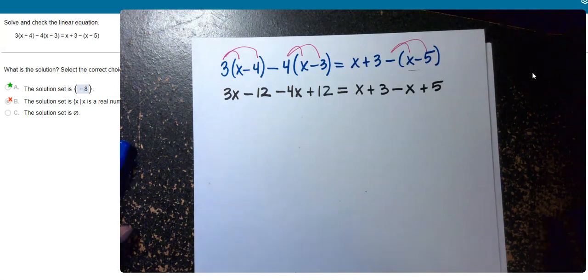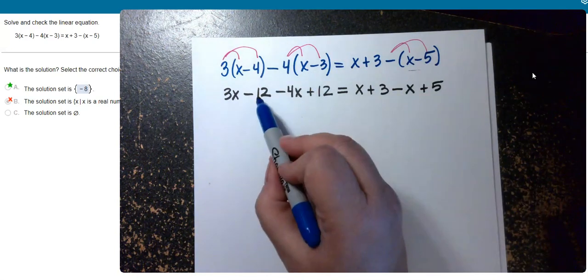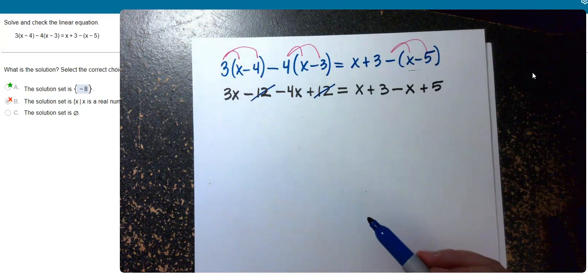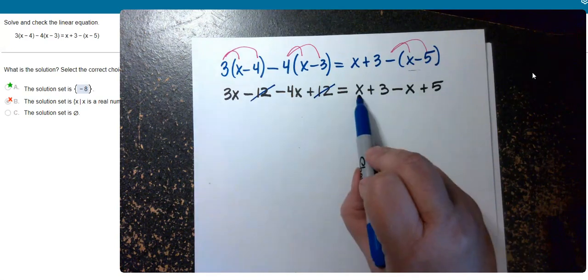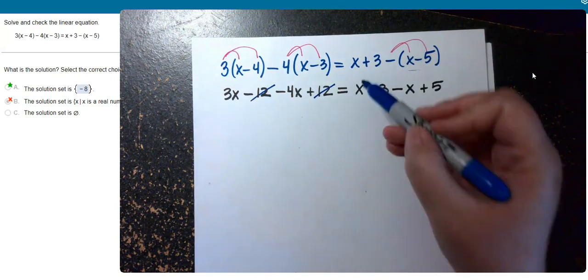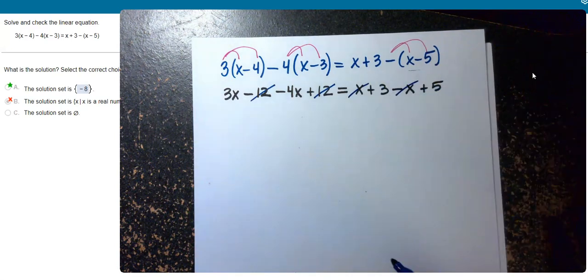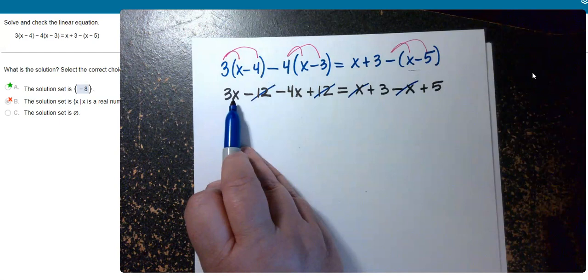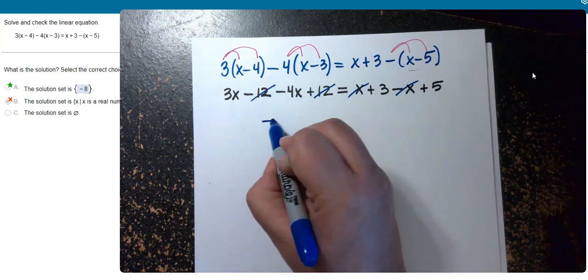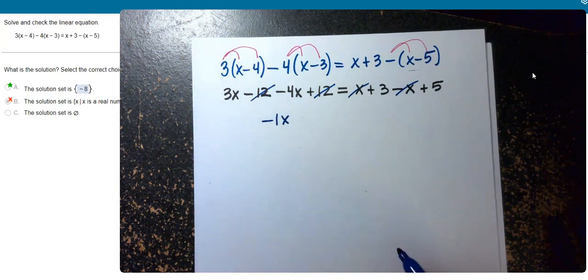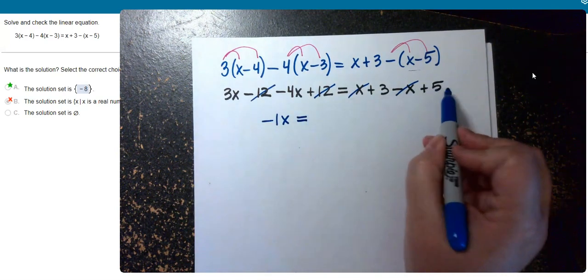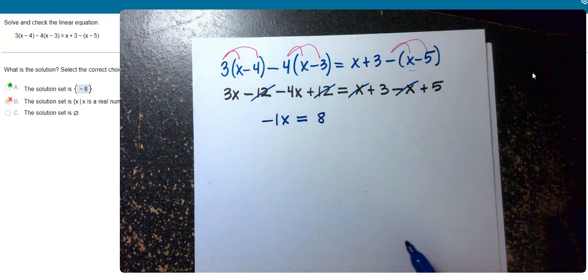All right, so let's combine our like terms. That's what adding and subtracting basically is. Minus 12 plus 12 makes 0. I don't have to worry about it anymore. Over here, positive x minus x, again that makes 0, so I don't have to worry about those either. So let's see what's left. 3x minus 4x. 3 minus 4 is negative 1x. You don't really have to write the 1, but I did. Equals 3 plus 5. So there's 8.